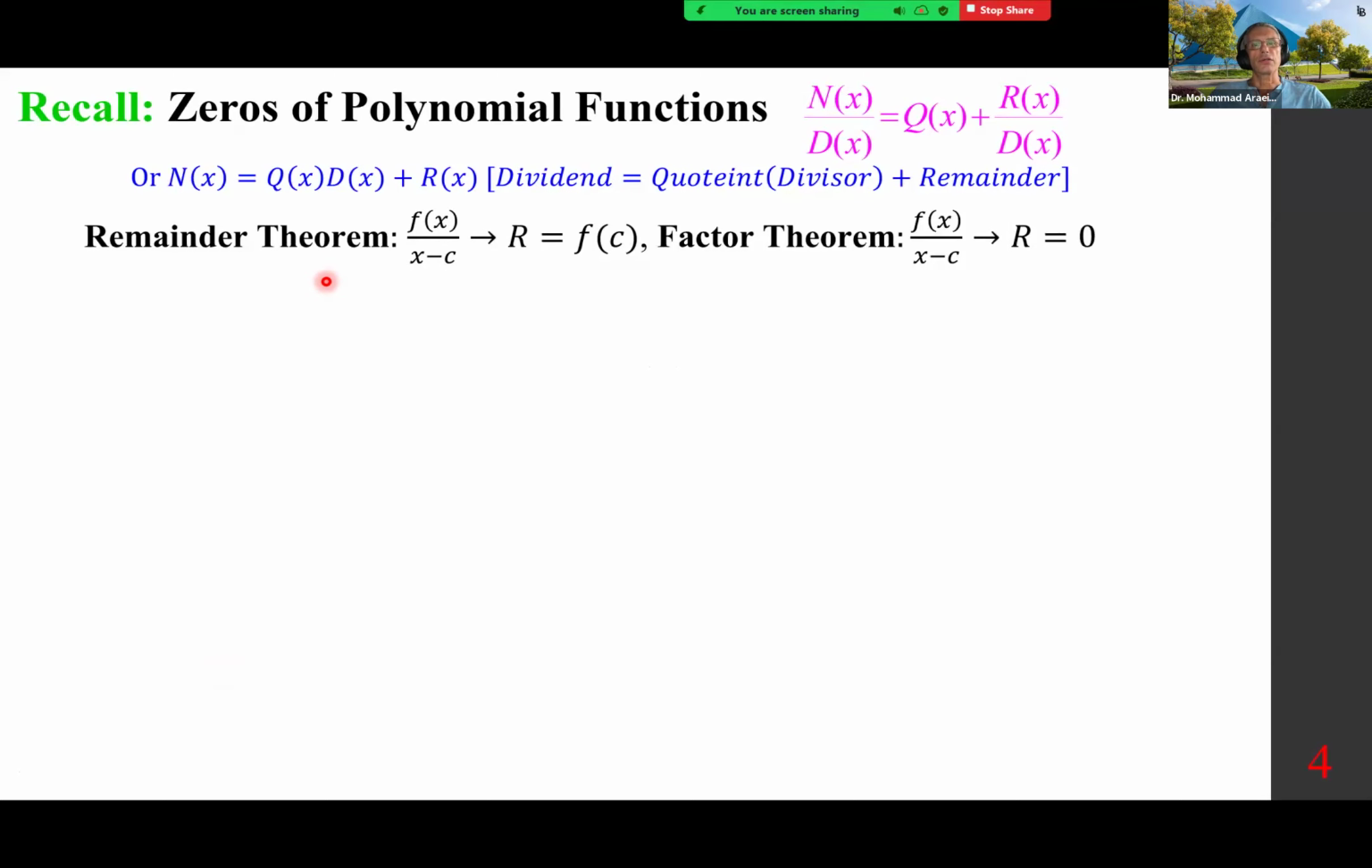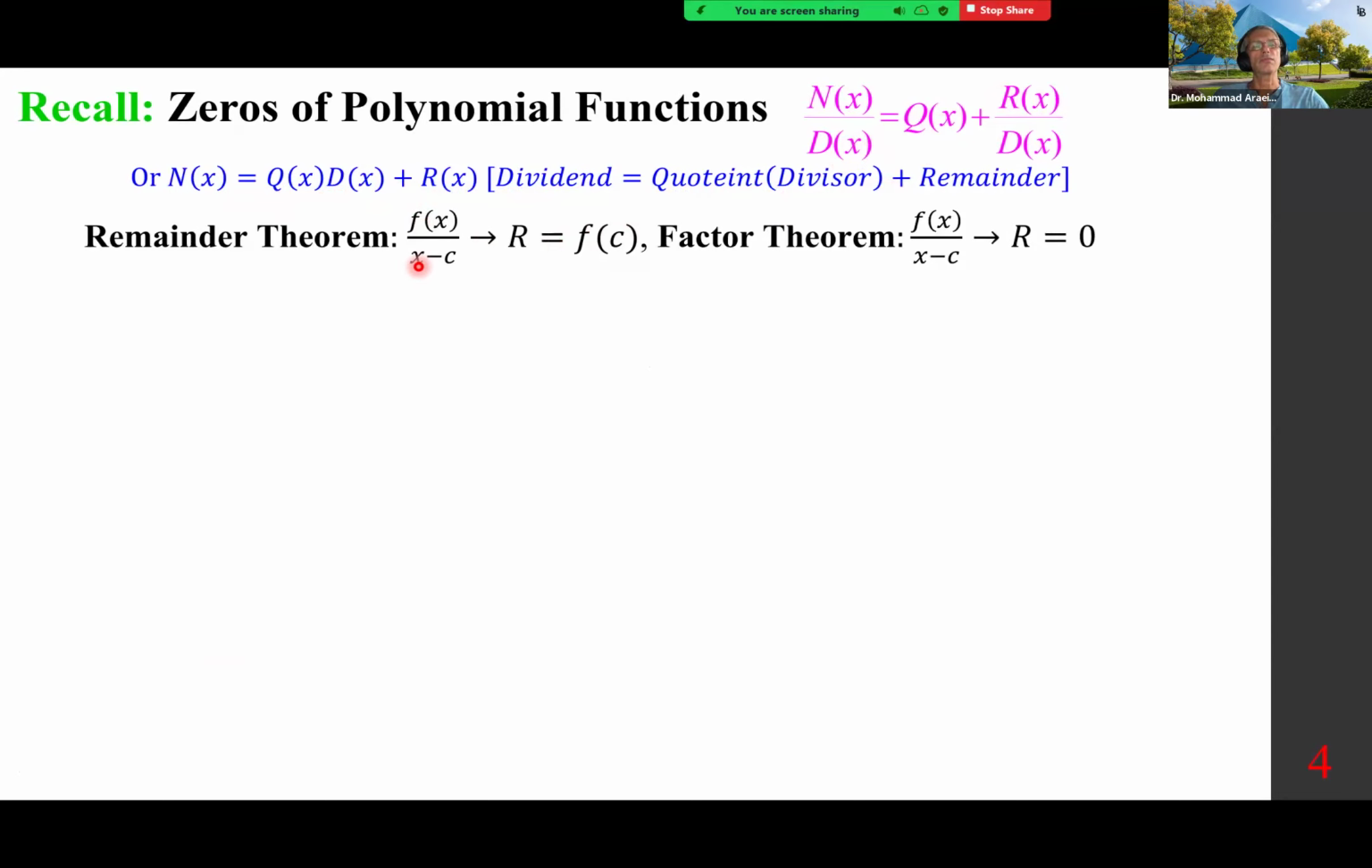Zeros of a polynomial function. N of x divided by d of x is equal to q of x plus r of x over d of x, where d is the divisor, q is the quotient, r is the remainder. Or n of x is q of x times d of x plus r of x. Dividend is quotient times divisor plus remainder.